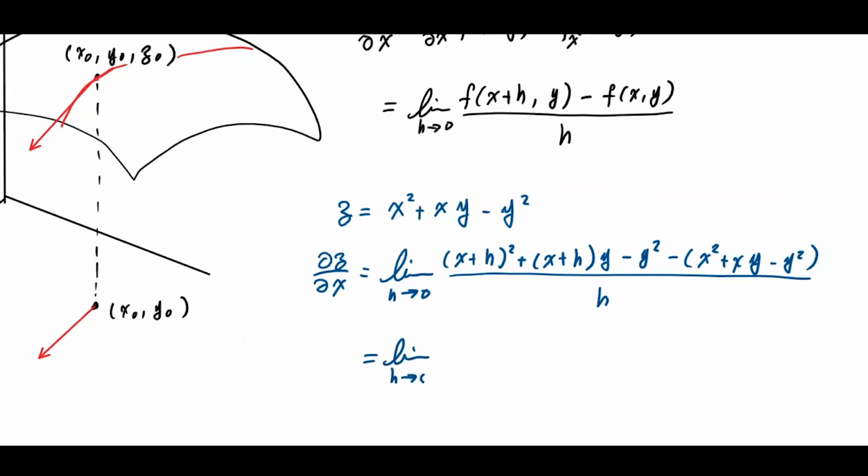Limit as h approaches 0. Since it's too much algebra, can we do most of it in our head? Yeah. See, x squared here is canceled by that x squared, right? So we'll have 2xh plus h squared left. Good. And this xy is canceled by that xy, so we have hy. Good. And then that y squared is canceled by that y squared. So this is the only thing that's left.